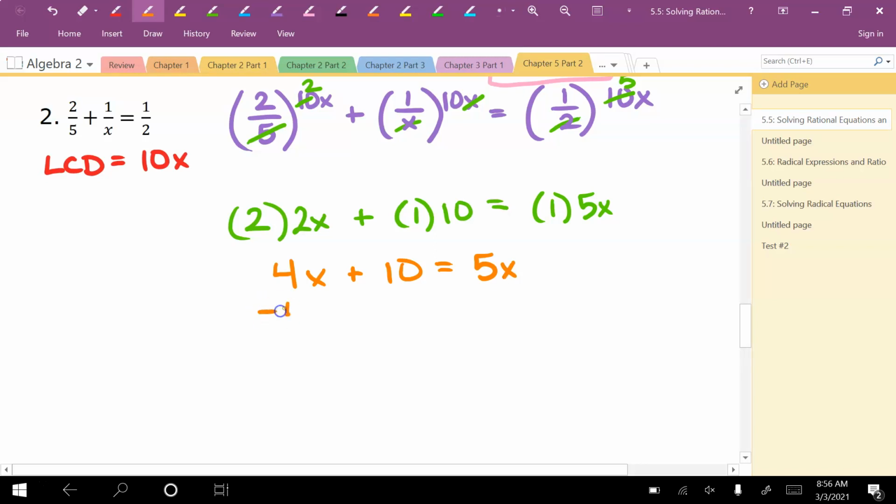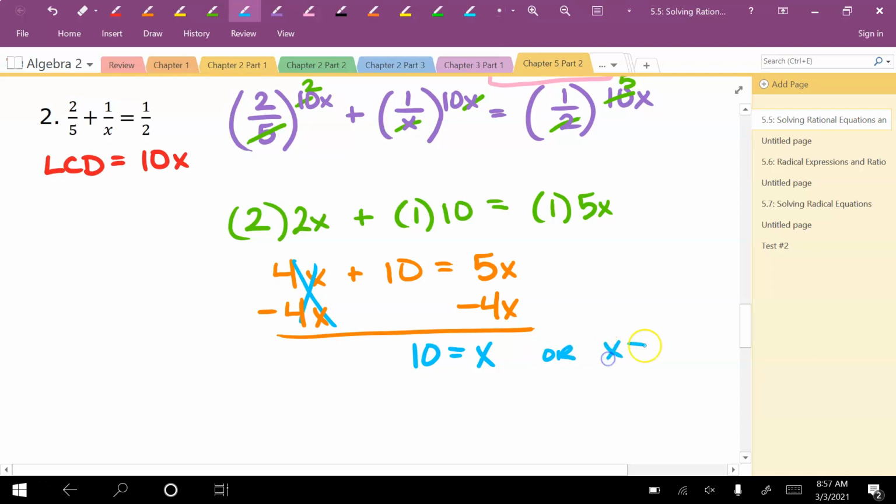Subtract 4x from the 5x. So that's going to leave us with just an x over here equals 10. And if you want to write it the other way, you can always just flip it around if you like it that way better. Okay, but it says the same thing, it's just backwards. So x equals 10 for that one. Okay, let's take a look at number 3.